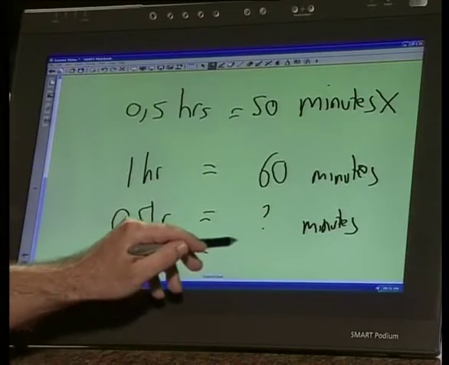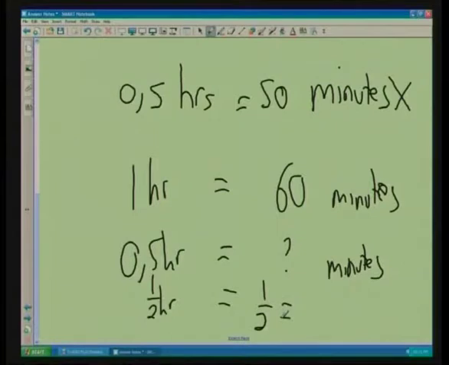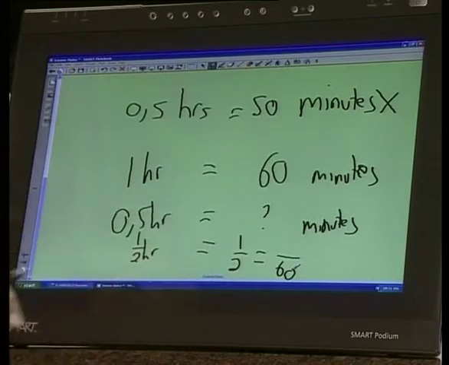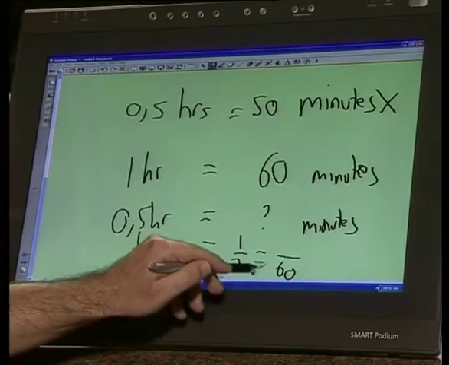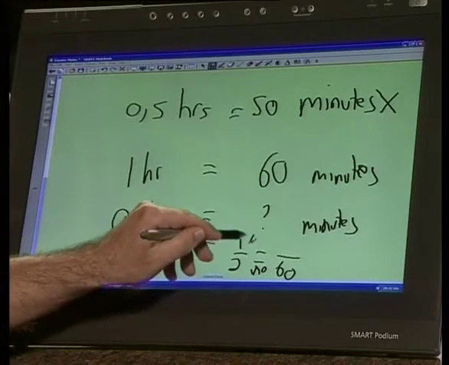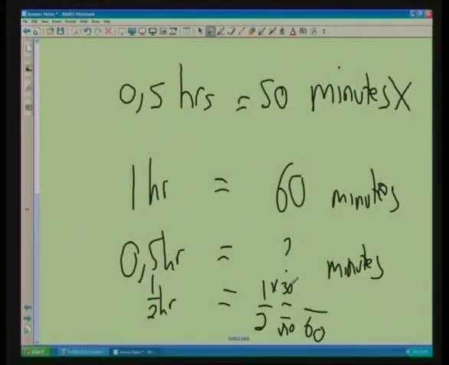So we've already got 1 out of 2 is equal to what out of 60? Not out of 100, remember, because there are 60 minutes. So what's going to have to go on the top? Well, 2 times what equals 60? 30. That's right. We multiplied by 30 at the bottom. But if we do it at the bottom, we must also do it at the top of the fraction. So 1 times, we also multiply by 30. And what's 1 times 30?